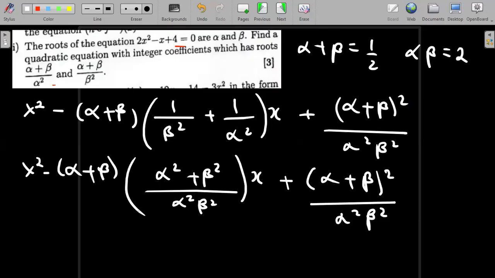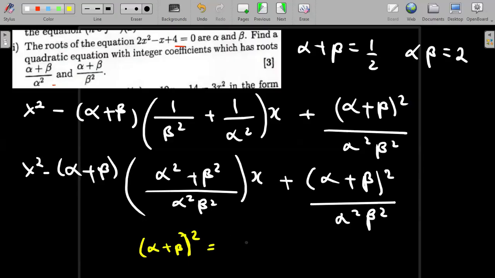Now, one thing to note is that here on top we have alpha squared plus beta squared. So how do we write this just in terms of alpha plus beta, where we just have alpha and beta? You can note that when you have alpha plus beta squared, like this. So let's work out what alpha plus beta squared is.